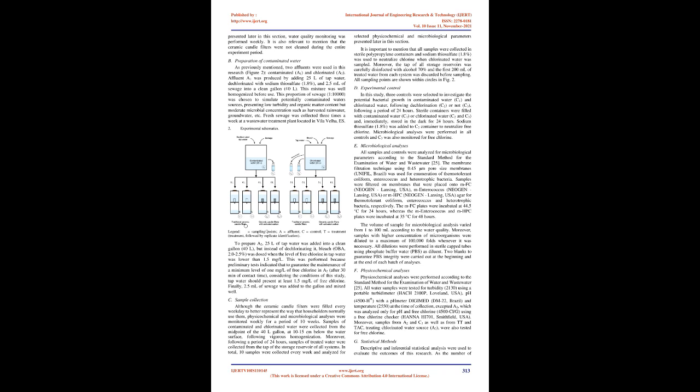To prepare A2, 25 L of tap water was added into a clean gallon, 40 L, but instead of dechlorinating it, bleach, 2.0 to 2.5%, was dosed when the level of free chlorine in tap water was lower than 1.5 mg/L. This was performed because preliminary tests indicated that to guarantee the maintenance of a minimum level of 1 mg/L of free chlorine in A2, after 30 minutes of contact time, considering the conditions of the study, tap water should present at least 1.5 mg/L of free chlorine.